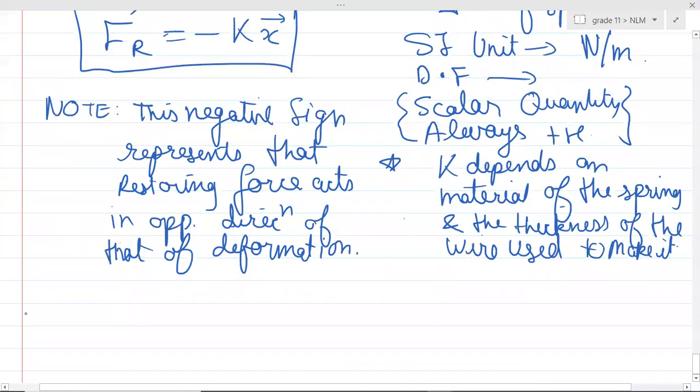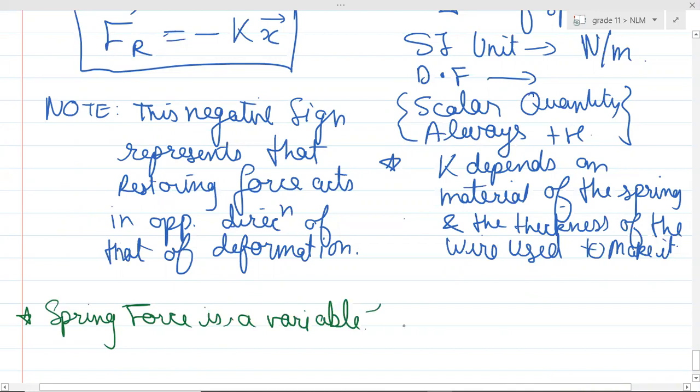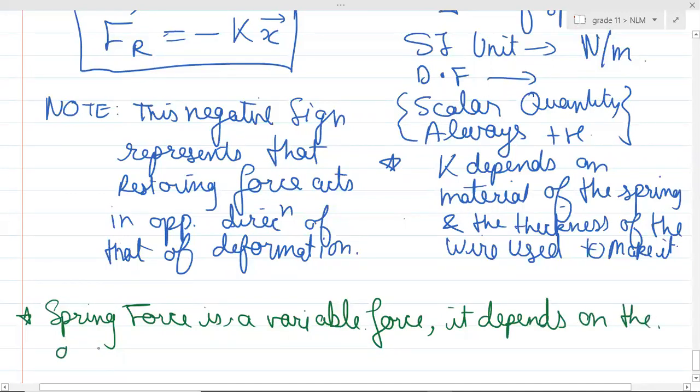One point you need to remember: spring force is a variable force. It is not a constant force. Whenever there is a variable force, we deal with it differently. It depends on the deformation, linearly.